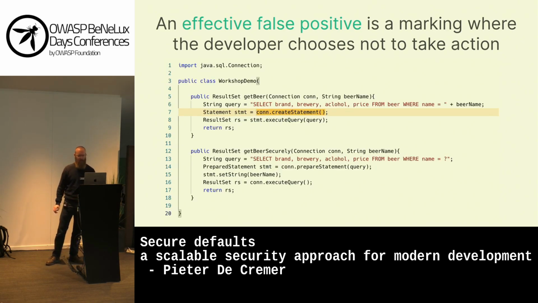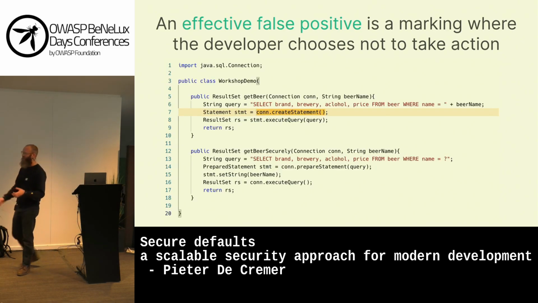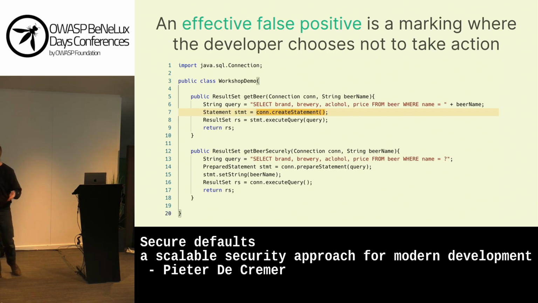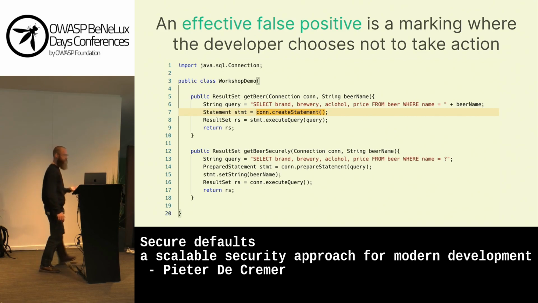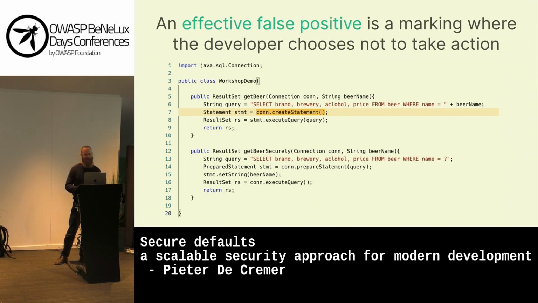So my example here, concatenated SQL query, it's perfectly possible that this is actually secure, and a marking by a tool would be a false positive. But if it's very easy to understand, very easy to fix, and the developer decides, hey, I'll just parameterize this query, it's not an effective false positive. The other way around is also possible. You might have a very complicated security issue touching lots of parts in your code that's very clearly a true positive.